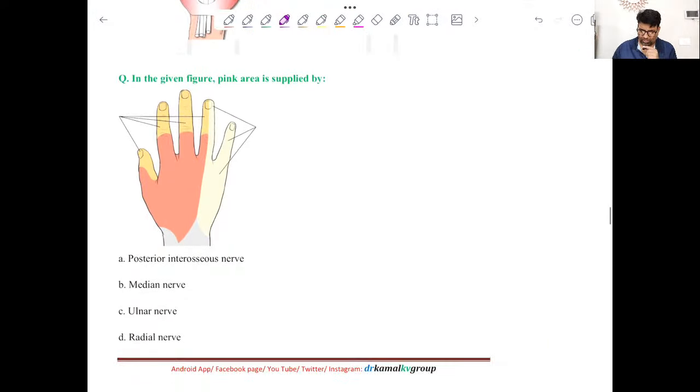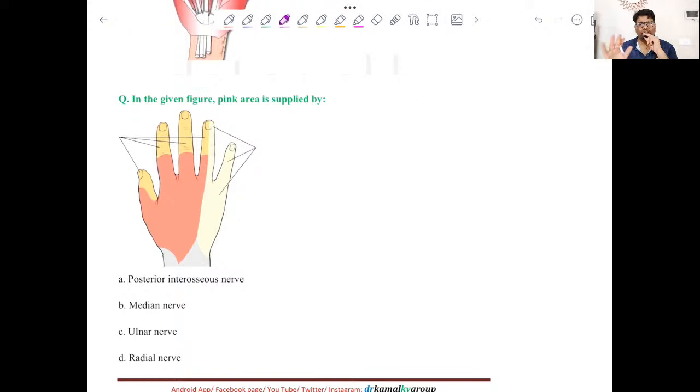Now this is again one very important question, because whenever we discuss the cutaneous sensory innervation of the hand, we usually discuss the palmar or volar aspect, the lateral 3.5 for median nerve and the medial 1.5 for the ulnar nerve. Now this question is about the dorsal aspect. So this is the dorsal aspect of the hand. Now tell me, which nerve is this?